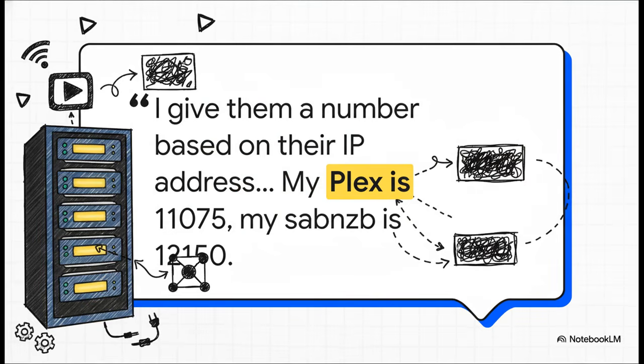So what you start to see are these really clever personal systems. Someone might decide, okay, all my media services are going to live in the 11,000 range, and all my network tools get the 12,000 range.